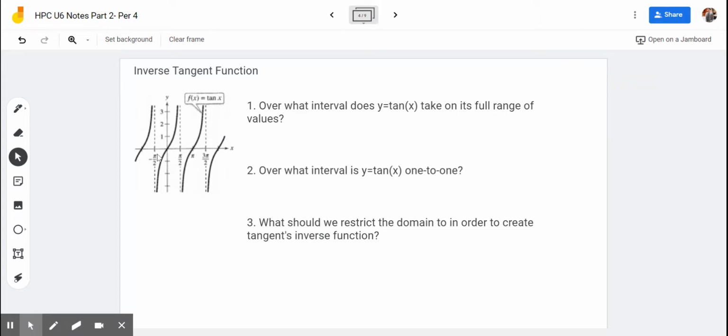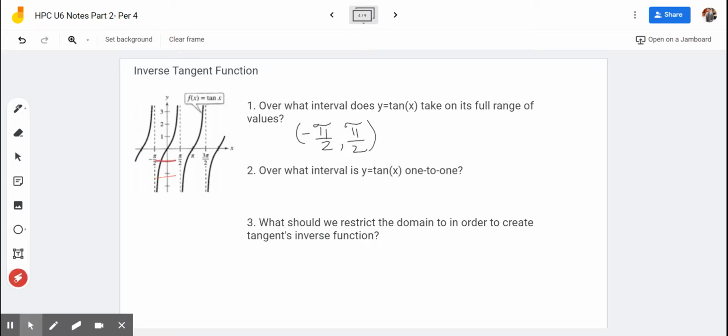If we look on the graph here, from negative pi over 2 to pi over 2, that's kind of like our parent function for tangent. We can see that it's essentially going from negative infinity to infinity, this Saturday Night Fever shape in between negative pi over 2 and pi over 2. And that's technically where we have our full range of values. Or we could say from pi over 2 to 3 pi over 2, but this is kind of the default answer.